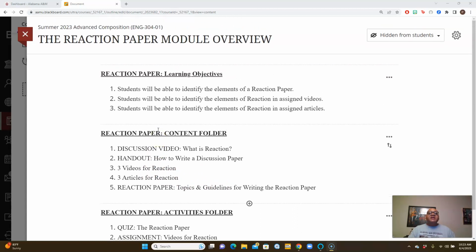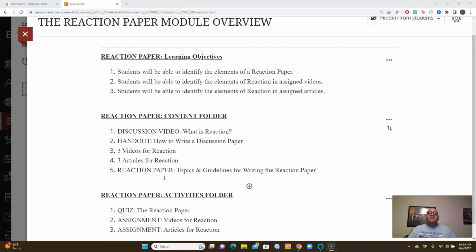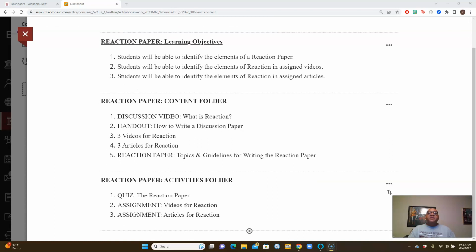So basically, this is the reaction paper module overview. You have your learning objectives, you have the content. Remember, whatever's in the content should align with the activities that you are going to do for this week. The due dates, pay very careful attention to your due dates for your assignment so that you can get your assignment submitted to me on time when they are due.